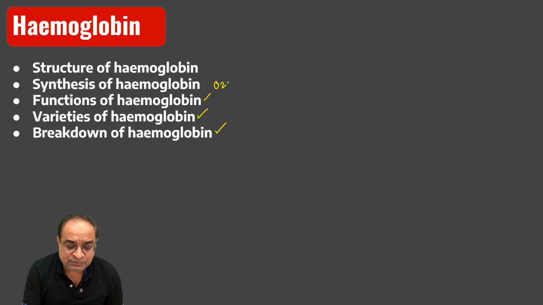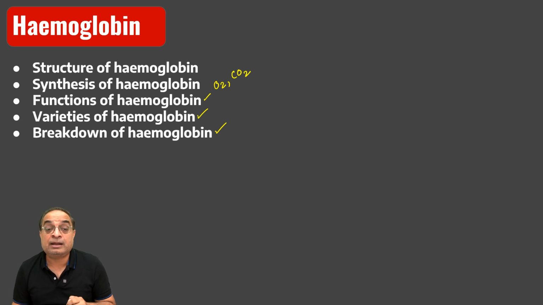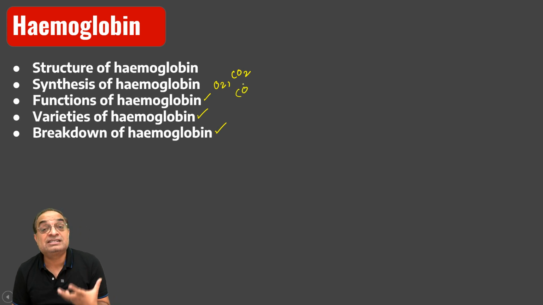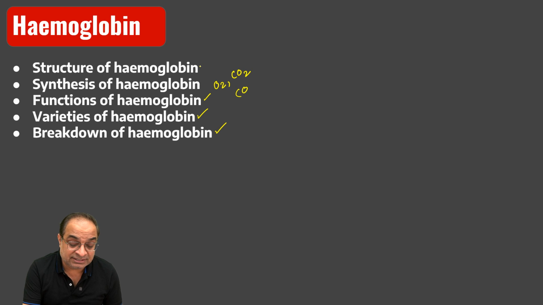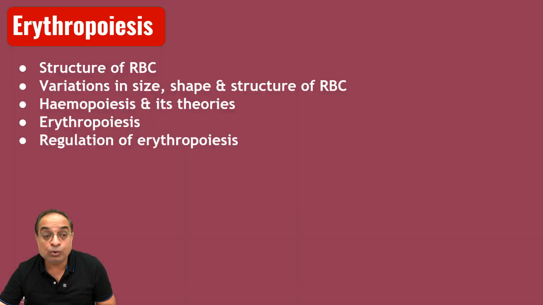Hemoglobin not only carries oxygen, it carries carbon dioxide also. We'll be talking about oxyhemoglobin, deoxyhemoglobin, carbaminohemoglobin, carboxyhemoglobin. Carbon monoxide can also combine with hemoglobin, right? How hemoglobin is synthesized and the detailed structure of hemoglobin. So all these subtopics we'll be discussing in hemoglobin.